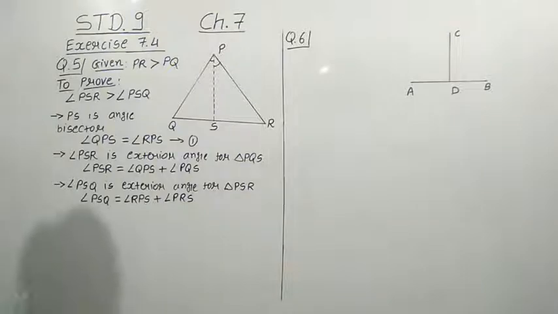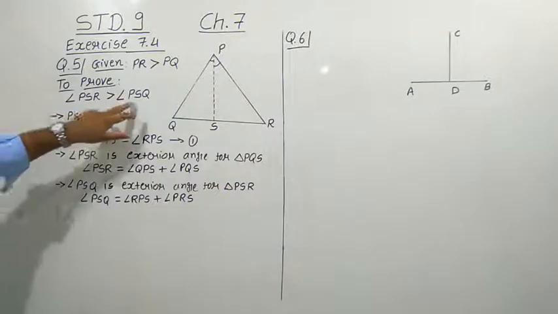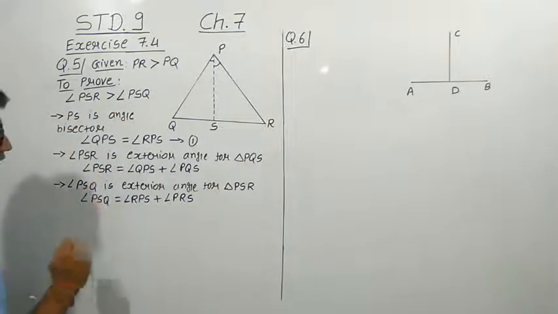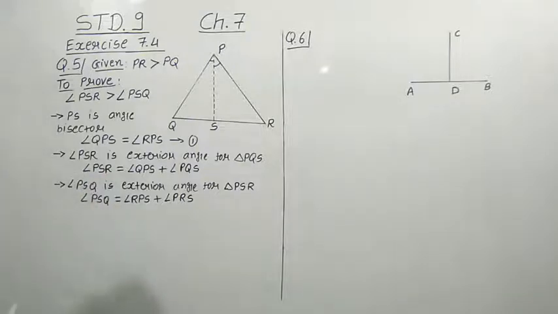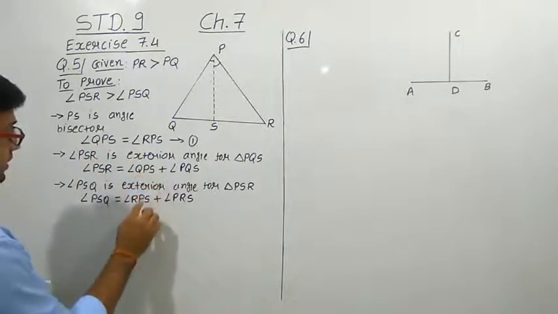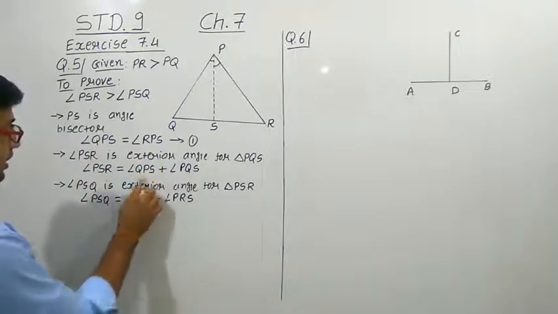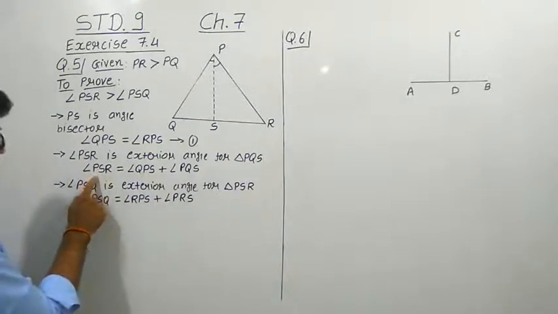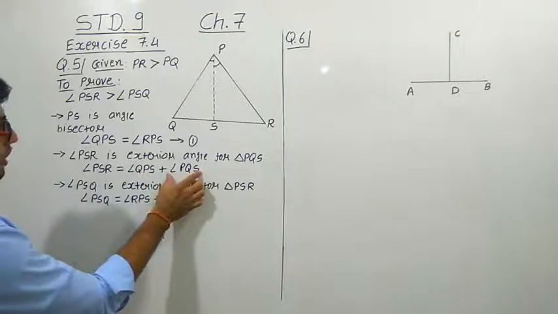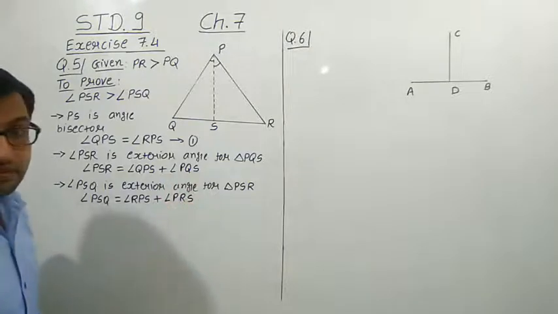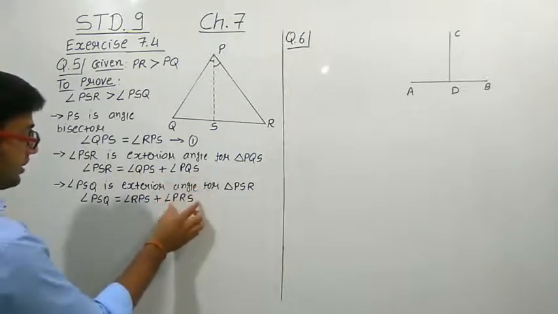Right? So these are the things that we have, but what we have to prove is PSR is greater than PSQ. PSR is here, PSQ is here. Here these two angles are also equal: QPS and RPS, these two angles are equal. So if we want to prove that PSR is greater, then we have to prove that PQS is greater than PRS.